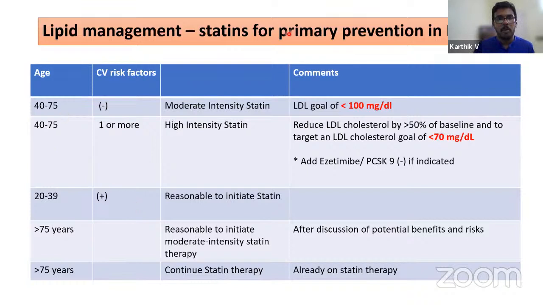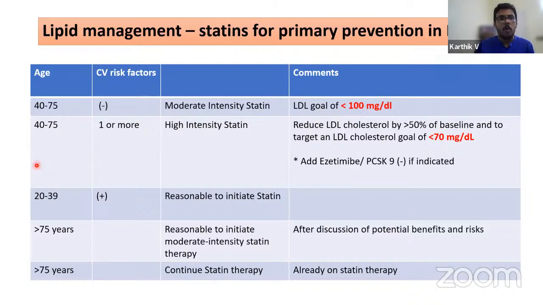Primary prevention means the patient has not developed a cardiovascular event and you are giving statin. So age 40 to 75 years, even if the patient has no cardiovascular risk factor, you should give a moderate intensity statin to keep an LDL goal of less than 100 milligram per deciliter. So the take-home message is, if the patient is diagnosed with diabetes, his LDL target is less than 100, irrespective of the risk. In a normal person without diabetes, you know that the normal LDL is less than 130. But for a diabetes mellitus patient, even without any other risk factor, the target should be less than 100.